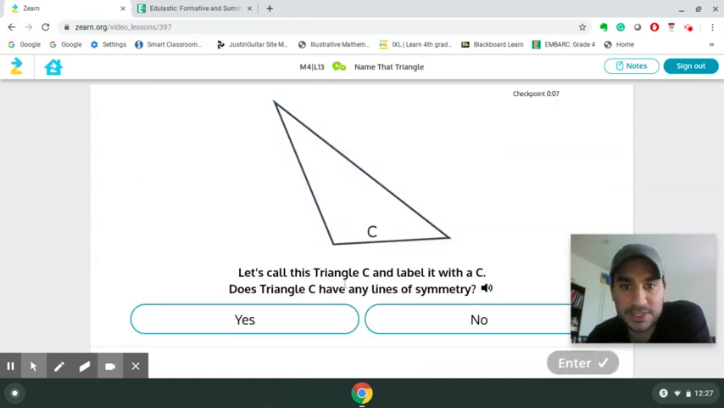Let's call this triangle C and label it with a C. Here's our C. That's the name of it. Does triangle C have any lines of symmetry? I want you to tell me in Google Classroom, does triangle C have any lines of symmetry? You can pause the video now.